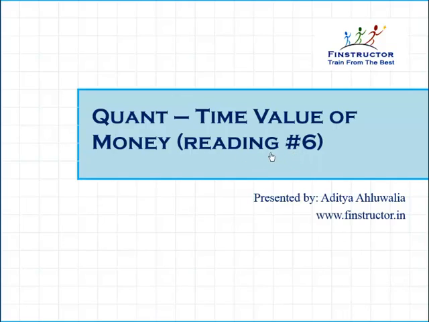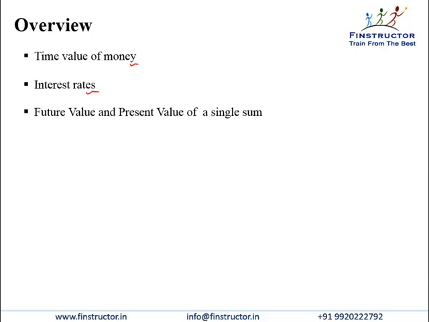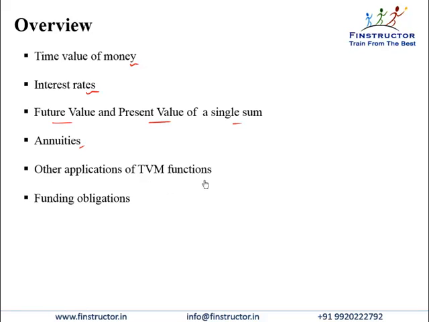So we'll start with a very important reading of the CFA curriculum that tries to teach us the concept of time value of money. This is reading number 6 of the CFA curriculum. We'll start by understanding an introduction to time value of money, how to derive the interest rates to be used, the concept of future value and present value of a single sum, calculate the future value and present value of annuities, understand certain other applications of TVM functions, calculate certain complex questions of funding obligations, understand how the amortization of a loan happens, and understand what happens when the frequency of compounding changes.